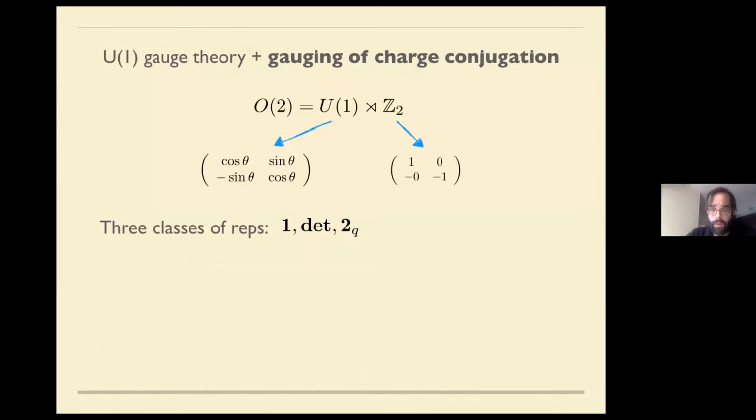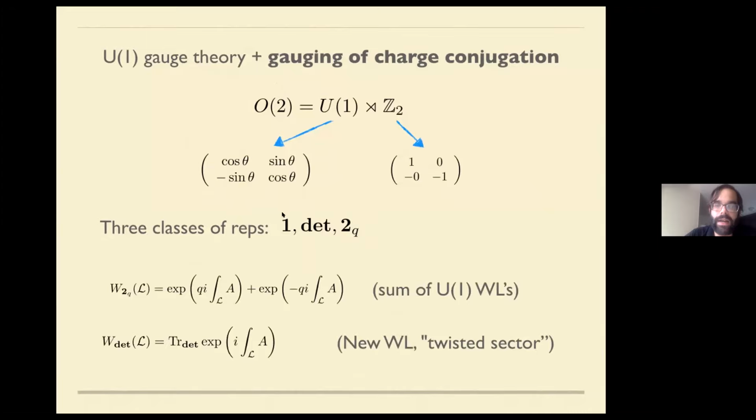The ones for the two-dimensional representations are super easy to construct if you take the point of view that this is U1 gauge theory plus gauging of charge conjugation. Because what do you do when you gauge a symmetry? Well, you just find gauge invariant combinations of the stuff in the parent theory. So that's how you can construct this Wilson line as a sum of two Wilson lines of the parent U1 theory of charges Q and minus Q, because they are related by charge conjugation. But just like it's familiar from two-dimensional CFTs and orbifolds, you can also get other lines which are not coming in a simple way from the parent theory, like the determinant line. Okay. Good.